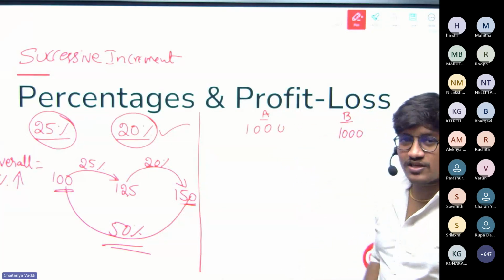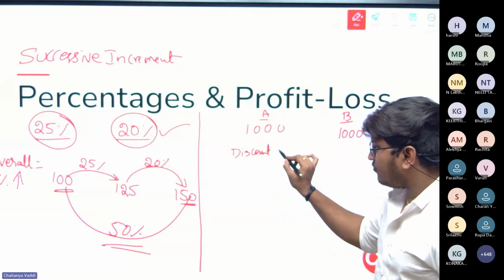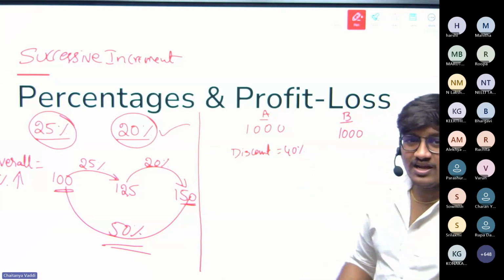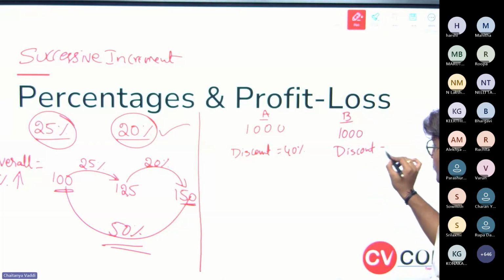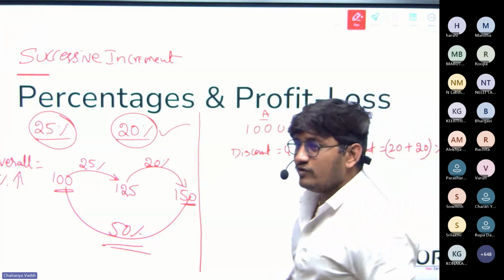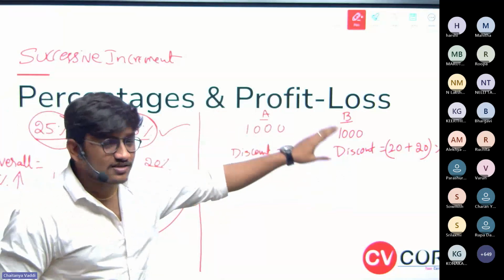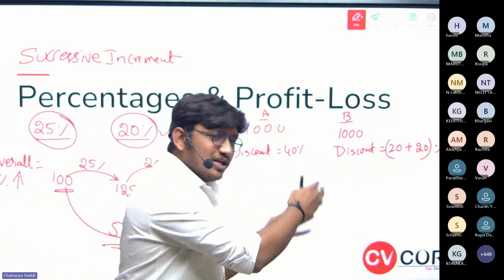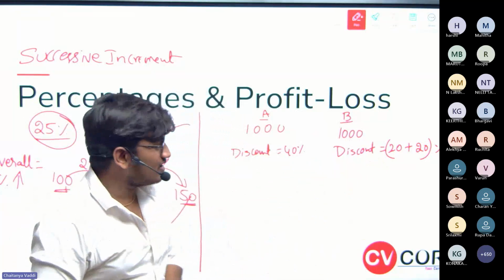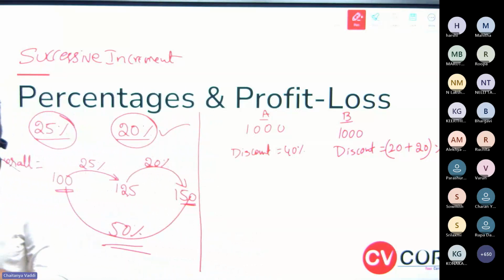But the shop A person said he will give a discount of 40%. Now the shop B person said he will give a discount of 20 plus 20%. Now which shop will you prefer? This is the question. The same watch, same price: shop A person decided to give 40% discount, and shop B person said they will give 20% plus 20%, meaning successive discounts. So which shop will you prefer? Will you prefer A or B? Just post your answers in the chat box.